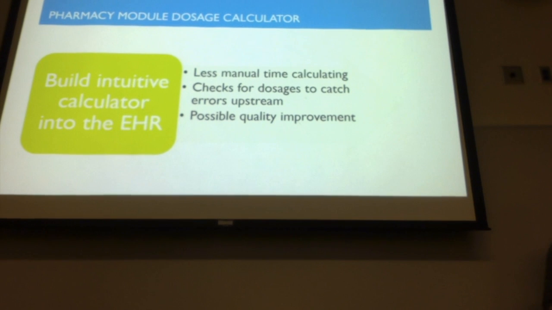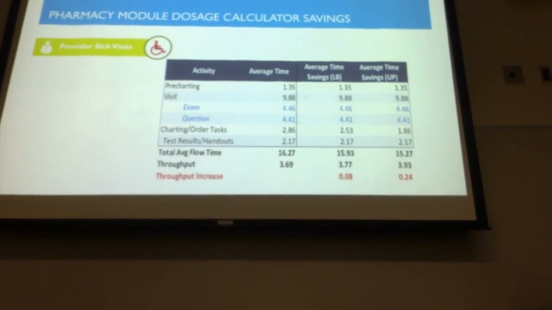So by building an intuitive calculator into the EHR, there would be that cut down manual time calculating the dosages, so this would save us time and increase throughput in the process. We'd also be able to catch errors in prescribing dosages upstream before they actually go to the pharmacy, so this would also save time. And then also by catching these upstream, we would possibly see a quality improvement aspect as well.